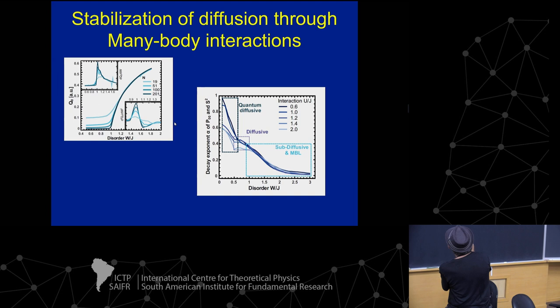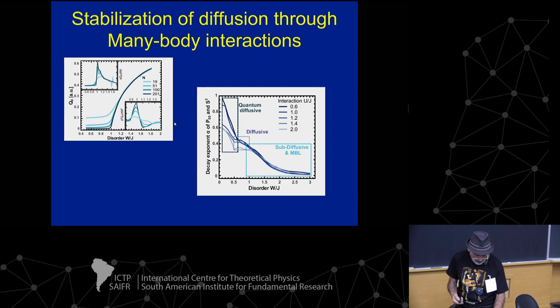and when you have interaction, it makes the diffusive region stable. So essentially, my point is you can think of the many-body interactions as a decoherent process that stabilizes the quantum diffusion. And then if the disorder is very strong, you go into the many-body localization here. That's the region that is subdiffusive. But look how stable the diffusive region is towards many-body interactions.